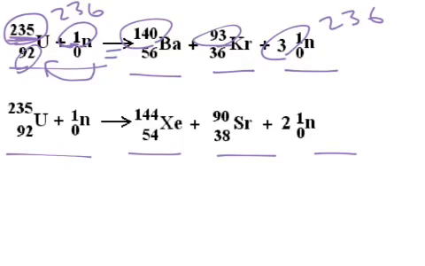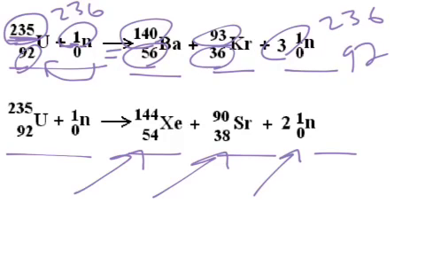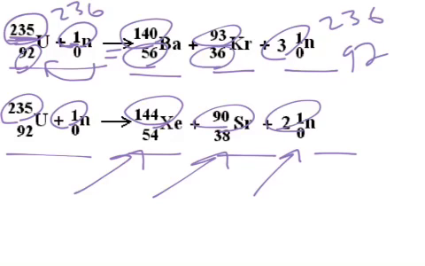There were 92 protons, and 56 plus 36 is still 92. Same thing with the second one. Even though this is a slightly different result, these are different daughter nuclei, we still have 236, and 144 plus 90 plus 2 is still 236. 92, 54 plus 38, still 92.